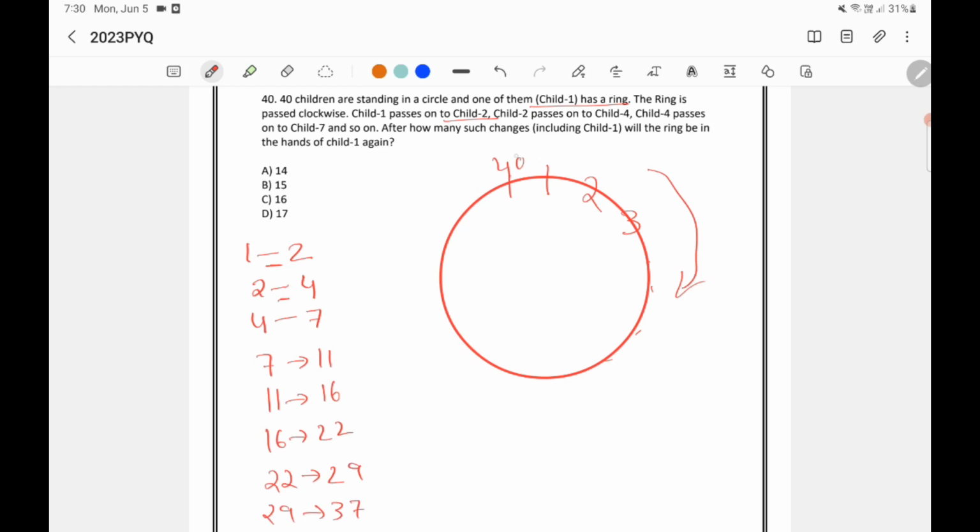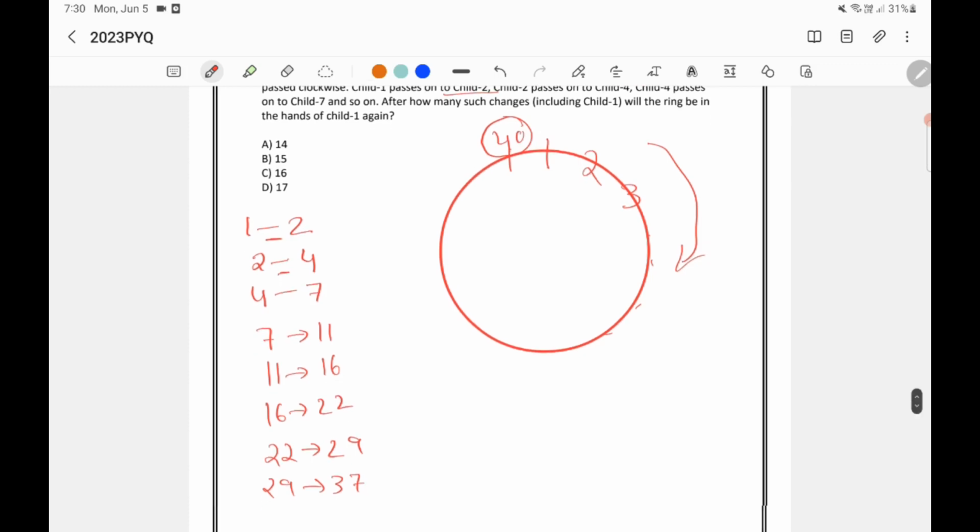After 37 we know that only 40 students are here. Now we have added 8 here. So next we need to add 9. So 37 plus 9 is 46. So from 37 it is going to 46. But we know that only 40 students are there. So after 40 again 1, 2, 3, 4 will come, right? Because they are standing in a circle. So 46 means actually it is the 6th person, because after 40 it will start from 1. So this is the 6th person. So we have added 9 and we got the 6th person.